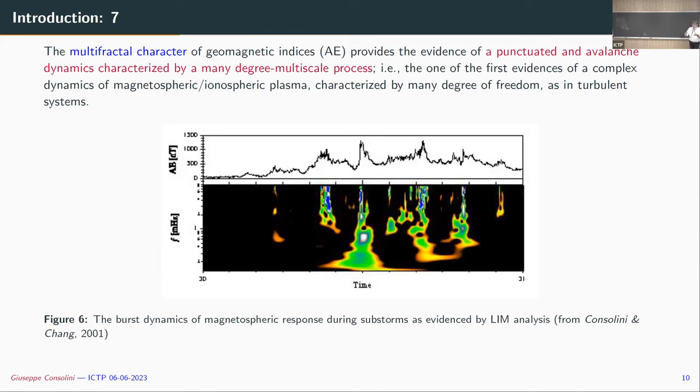So the character of the dynamics of the magnetospheric energy release during the course of a magnetic substorm is characterized by what we call punctuated and avalanche dynamics. And another important point is that the avalanche does not seem to have a characteristic scale. So you can find very small avalanches here and the biggest ones, and they are spreading over time and scales. This is scale because frequency in this case corresponds to time scales.